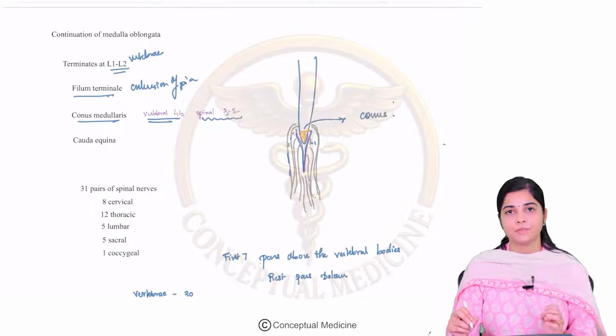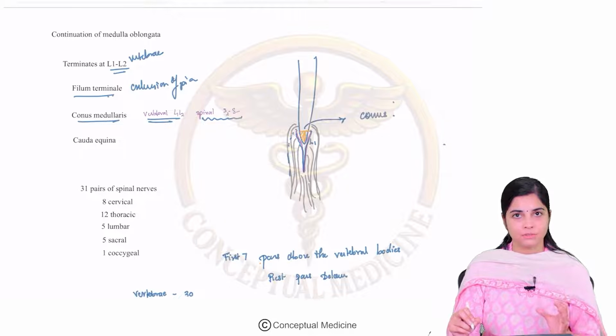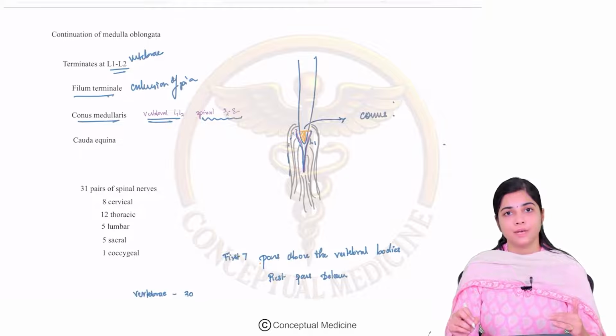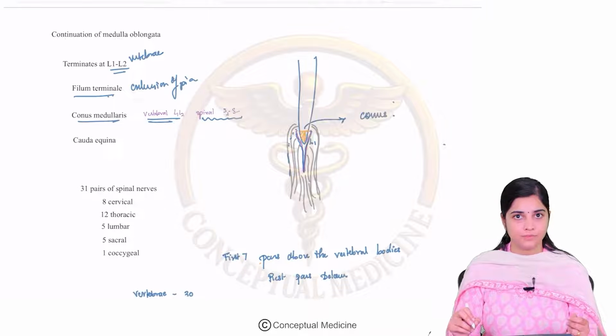Why is there a difference between your spinal segmental level and your vertebral level? Because there is a difference in the growth of the spinal cord. The spinal cord grows slowly, but the vertebrae grow faster, and hence there is a difference in your spinal segmental level and your vertebral level.